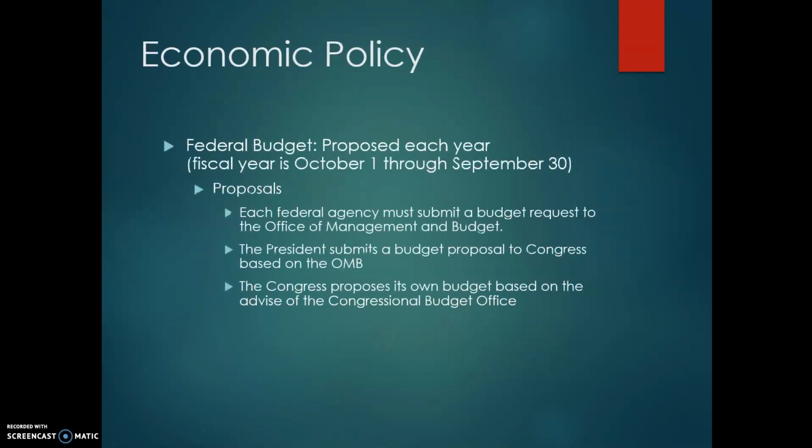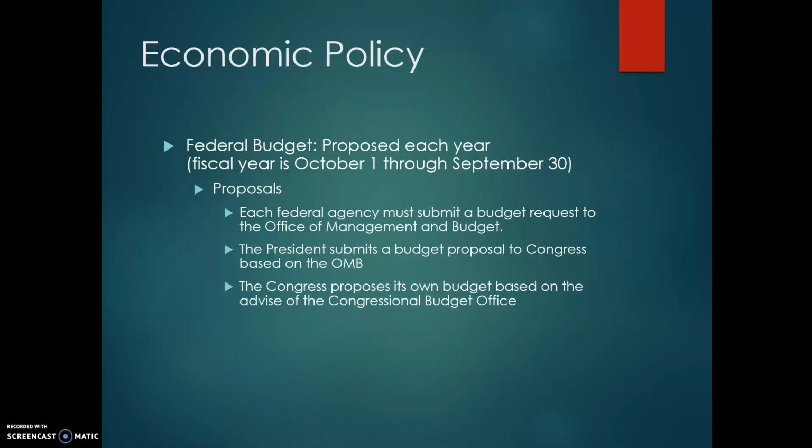So the budgeting process: the budget fiscal year is supposed to go from October 1st through September 30th. There are 12 appropriation bills that go into the budgeting process. The way it works is the federal agencies within the executive branch will make proposals on what they see is necessary for them to be able to do their job and run their department effectively.